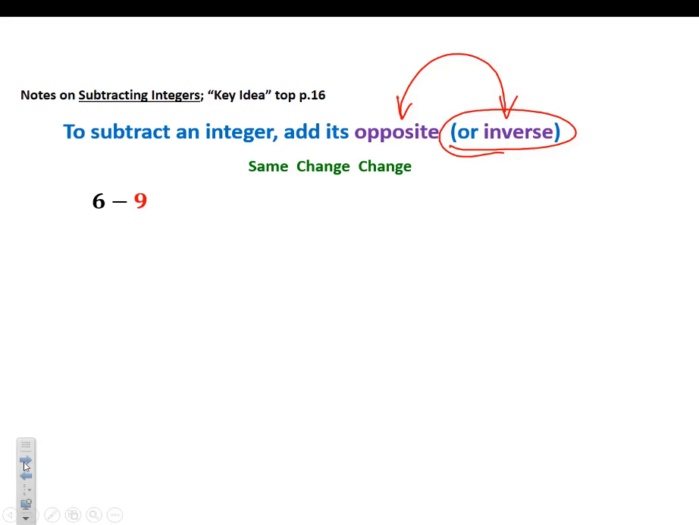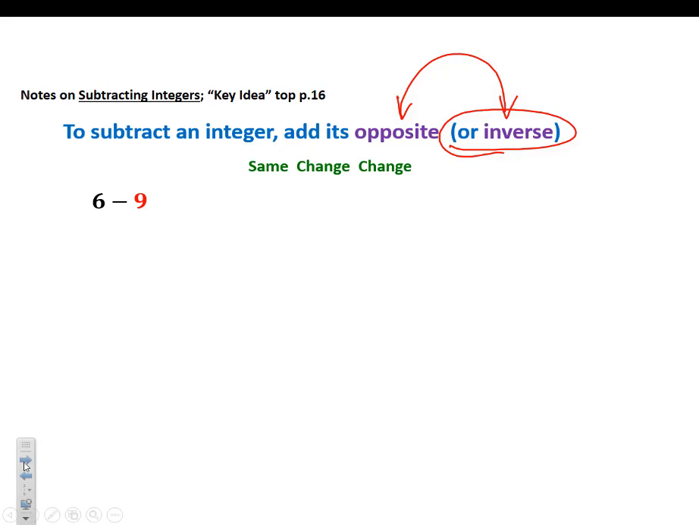Now, in elementary, your teacher probably told you, hey, we always take the larger number and subtract the smaller number. You never subtract the larger number from the smaller number. Uh-oh, that's not the way it works anymore. Now that we're into our integers, we're not in our whole numbers anymore. In integers, you're allowed to do that. So here we go, 6 minus 9. Again, the first thing we do is always look at that operation. And ding, ding, ding, we are subtracting.